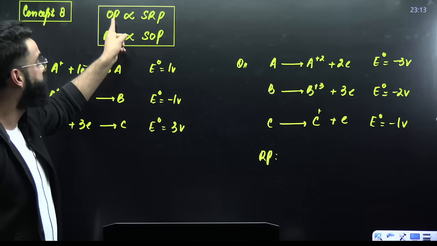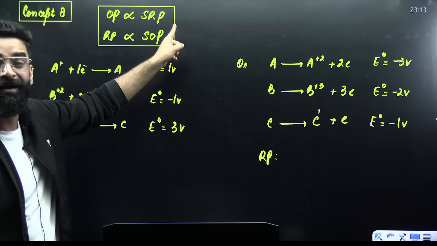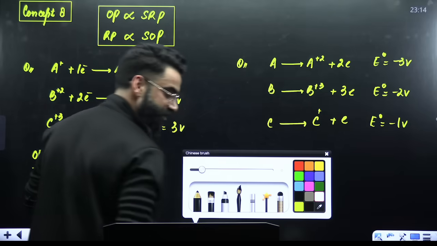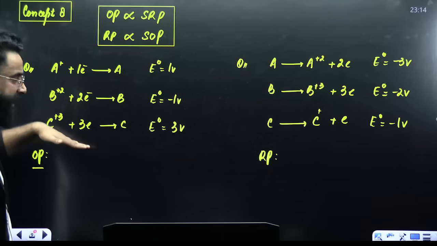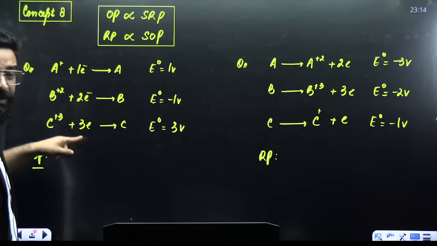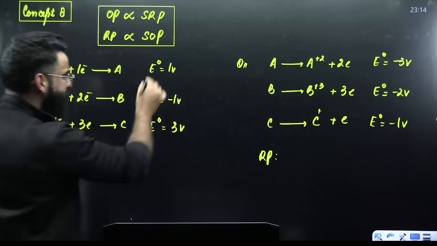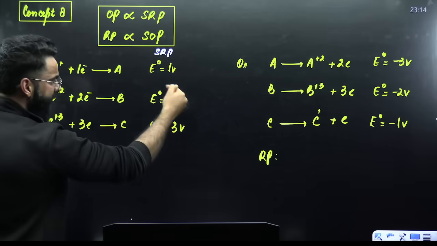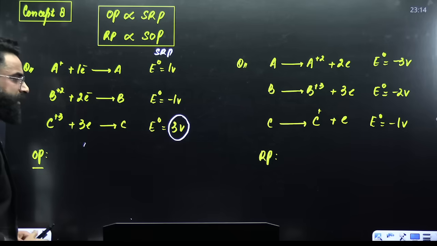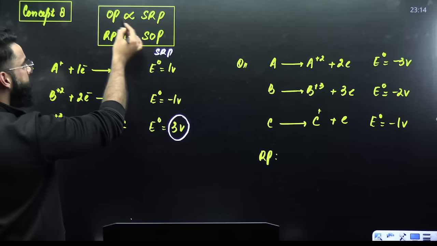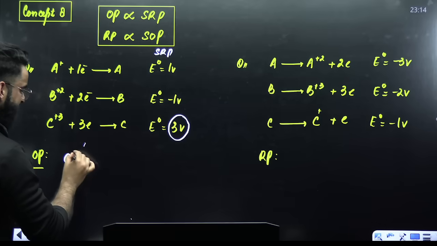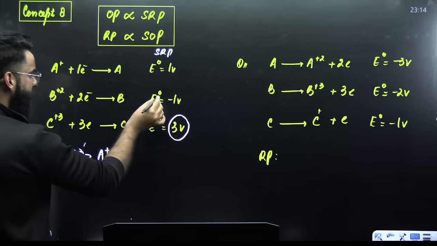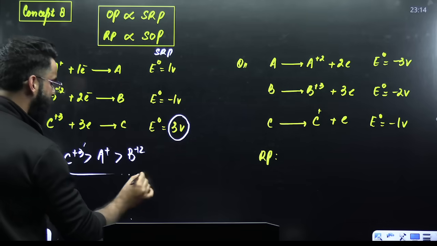Remember, oxidizing power is directly proportional to SRP, standard reduction potential. Reducing power is directly proportional to SOP. Okay, from this again a question can be asked. For example, these are a few reactions. In all these reactions, gain of electrons is happening. Gain of electron means reduction. So these values are basically your SRP values. Now tell me, which one has more SRP? This has got maximum SRP. More the SRP, more the oxidizing power. So I would say this C tri-positive has got maximum oxidizing power, followed by your A positive and followed by B di-positive. This is the order of your oxidizing power.